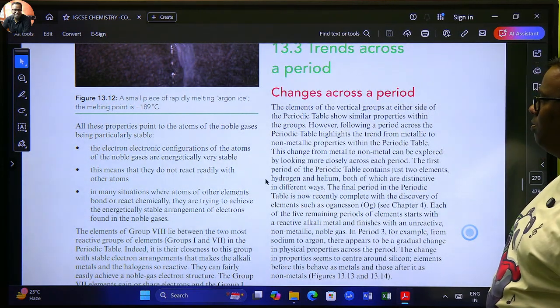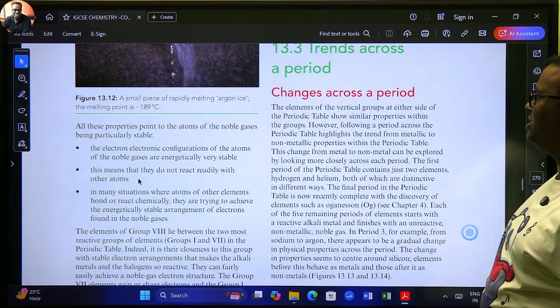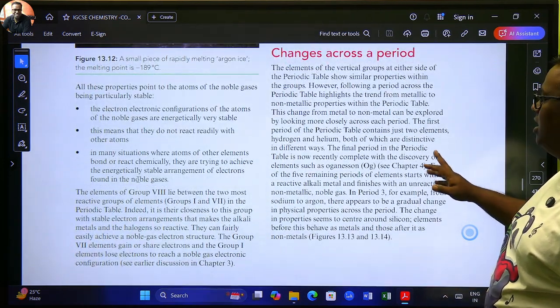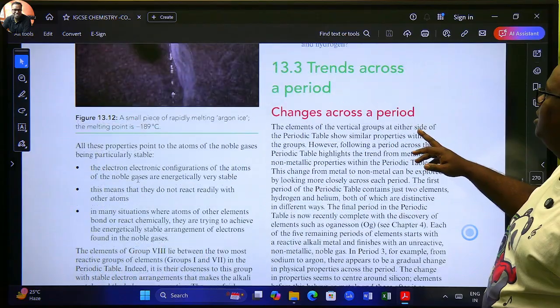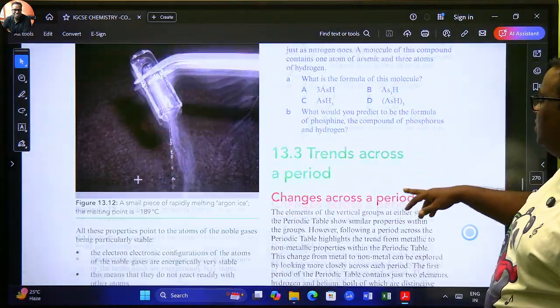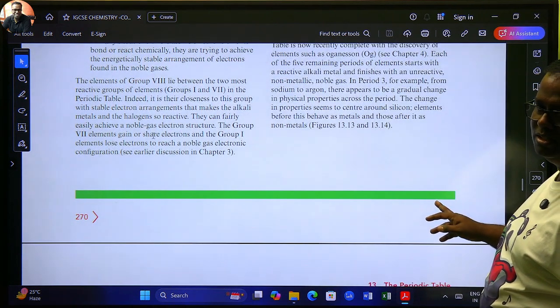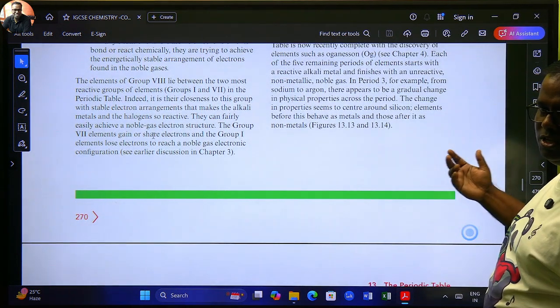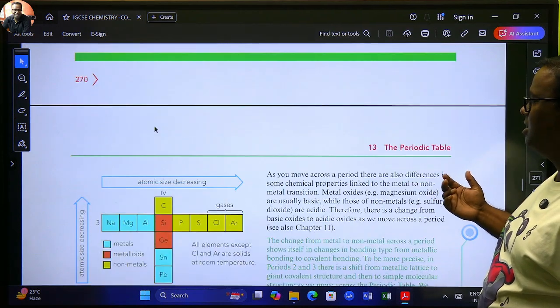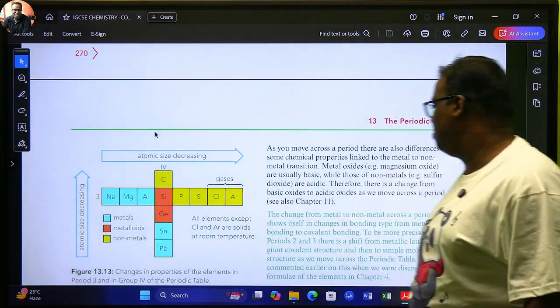Okay, we have crossed our time. This part is fine. After that, we have changes across a period. This thing we have covered already. Have you noticed the changes across a period? The atomic size decreases. This part we have covered.